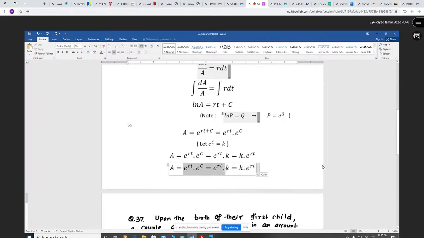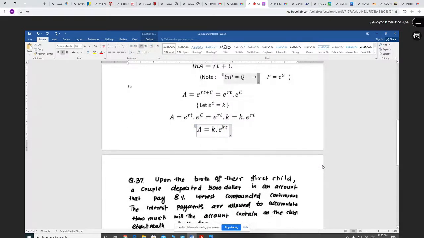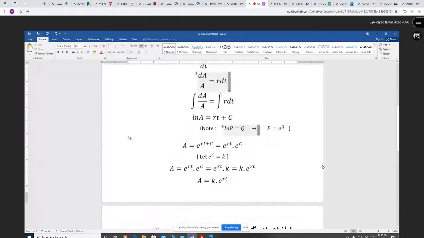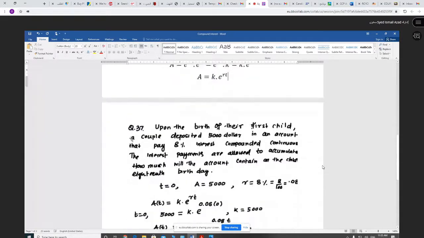This is the formula that we are going to use: A equals K e power RT. Try to remember this. R is the rate, T is the time, A is the amount, and K is the constant. Let us see how we make use of this formula in solving our question.